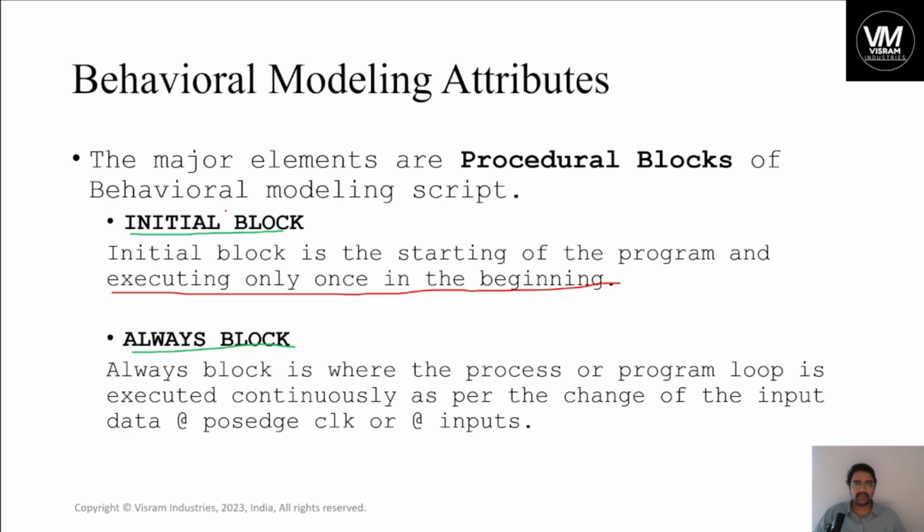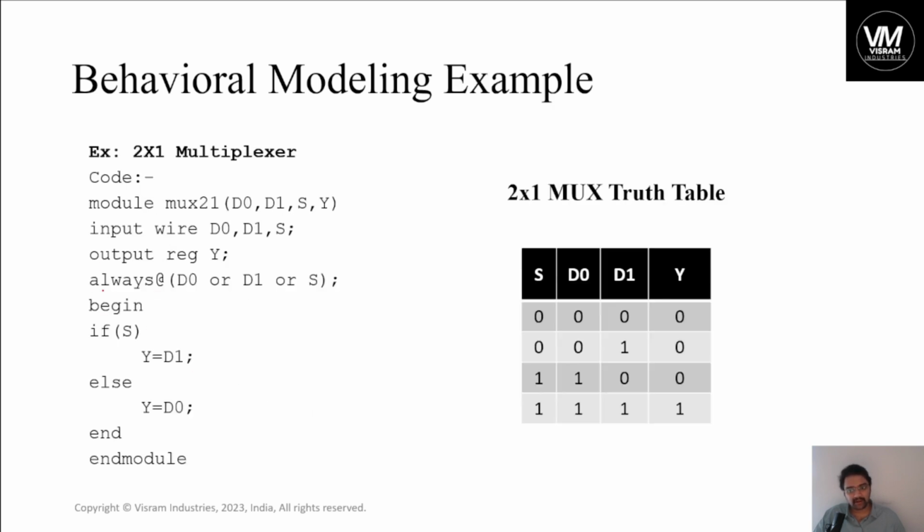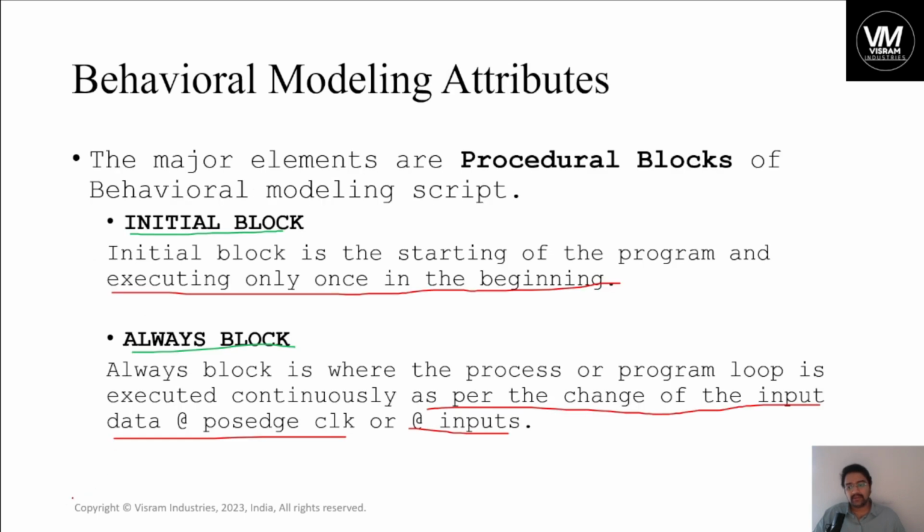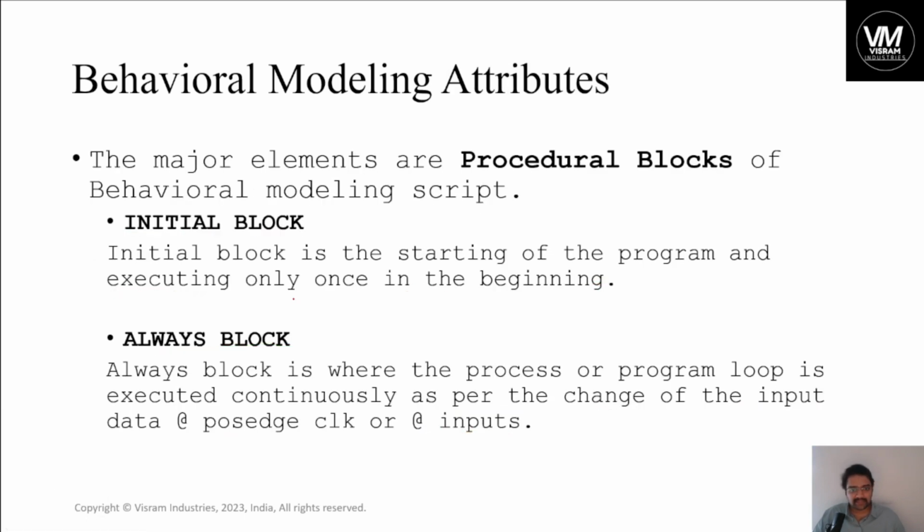Whatever should start in the initial stage, like if you want to start the process, that should be your initial block. Then whatever always blocks you have, those should be continuous. For example, loops. The always block is where the process or program loop is executed continuously as per the change of the input data, at the rate posedge or clock. That's what we have declared here, always at the rate. I'll be showing examples as well.